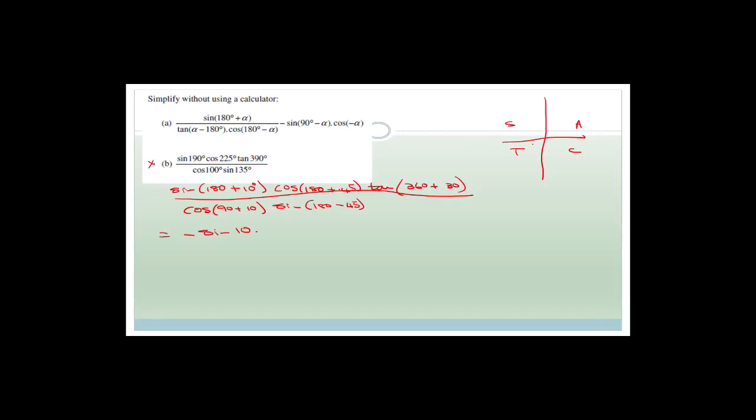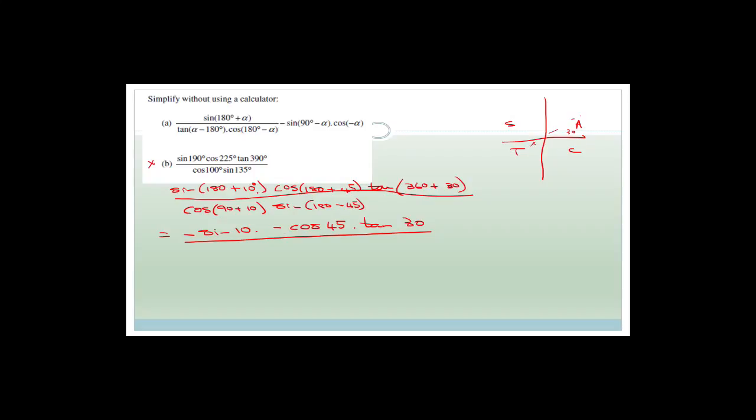Cos of 180 plus 45 is going to be negative cos 45. Tan of 360 plus 30 is just tan of 30. The reason that's just positive is because we've got 30 degrees in the first quadrant, and then we go all the way around the 360 plus, so we're back where we started, which is why it's just tan 30. Cos of 180 plus 45 puts it in the third quadrant, therefore cos is negative, so it's negative cos 45.